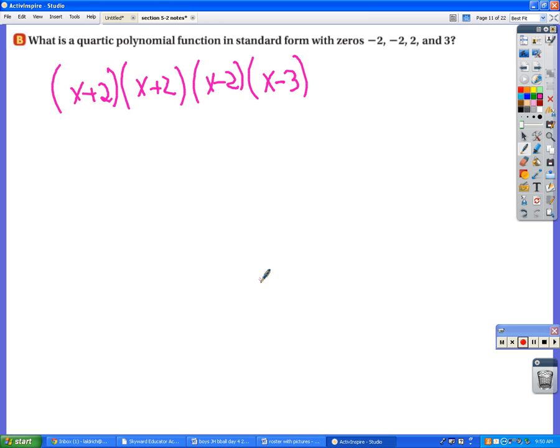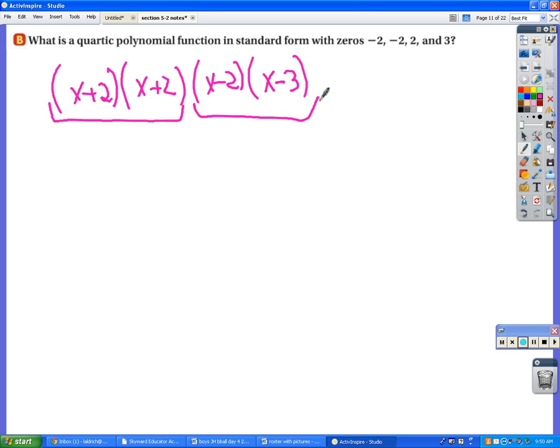Now I need to, like I did before, multiply this all out, but I'm going to do it in 2 separate pieces. I'm going to multiply these 2 things together and these 2 things together, and then multiply those answers together. It's not going to be pretty, and I'm not going to give you very many of these as an assignment because it gets pretty messy.